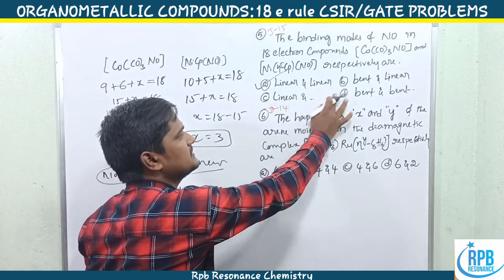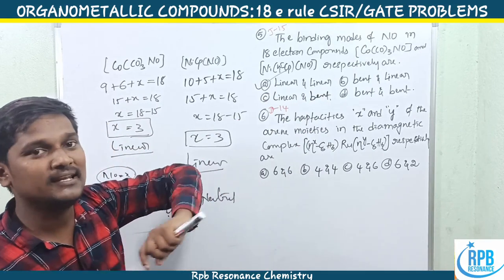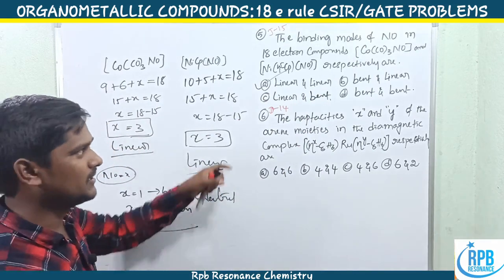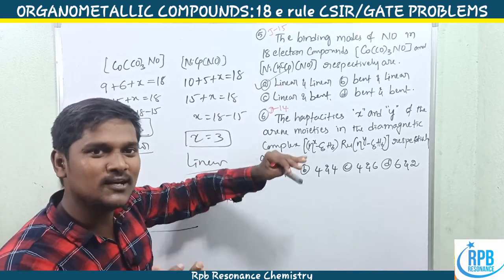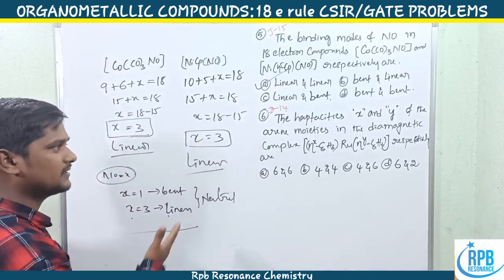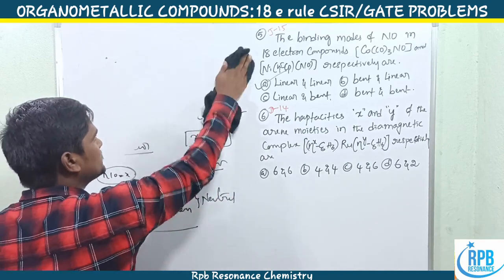So option number A, linear and linear, is correct. If I am wrong among A, B, C, D, then you correct it. But the option both are linear is correct. Now let's look at question number 6. I think it is also a very simple question.